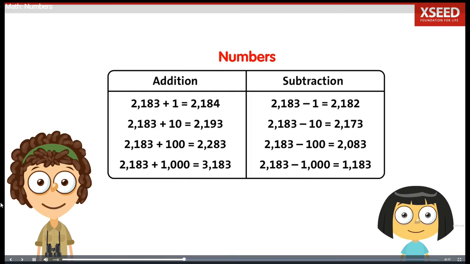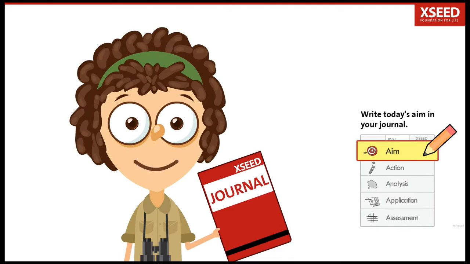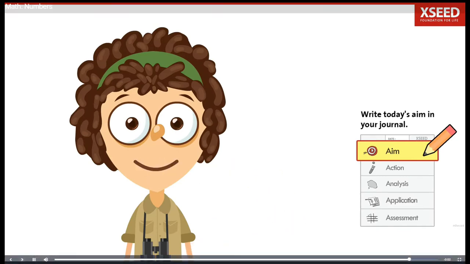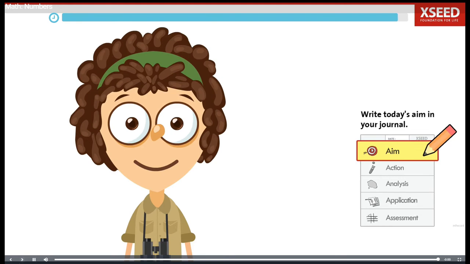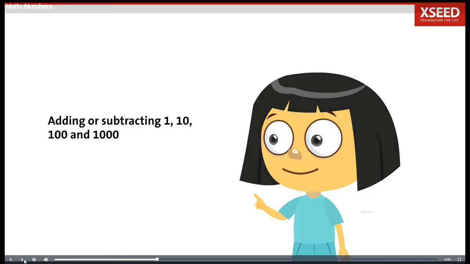Specifically, we will learn more about adding or subtracting 1, 10, 100 and 1,000 to a number. Now, write in your journal, what is the aim of the class today? I have written down what we are going to learn today.